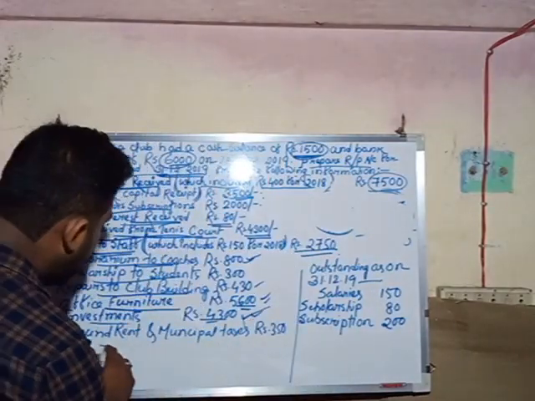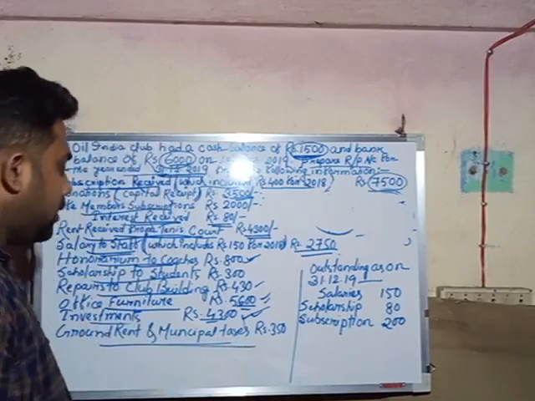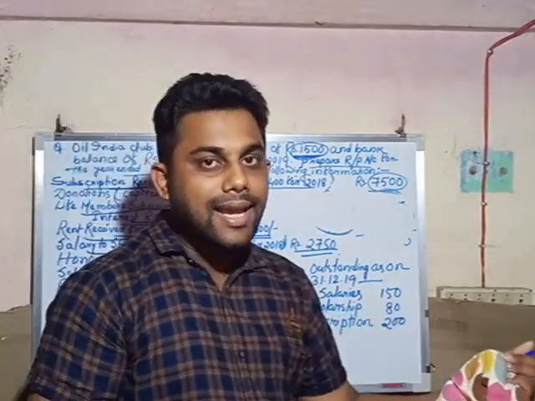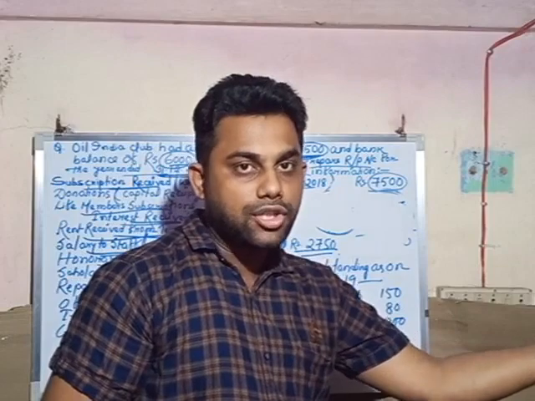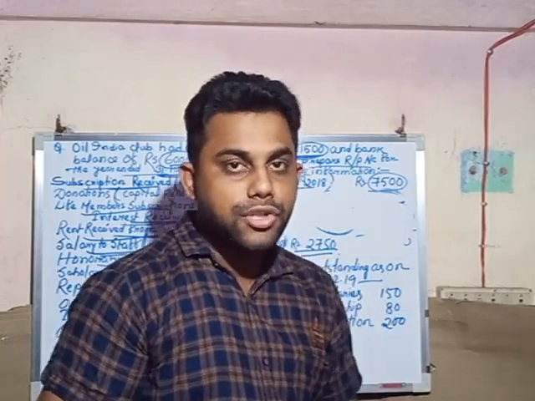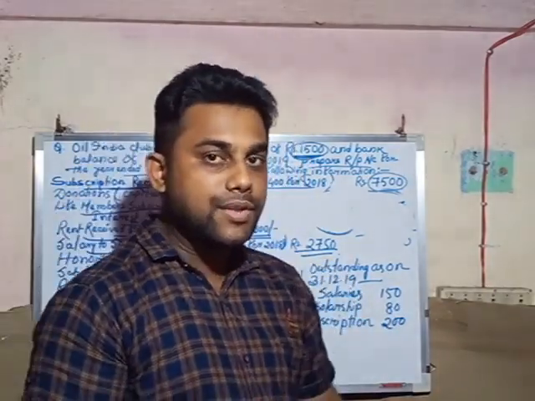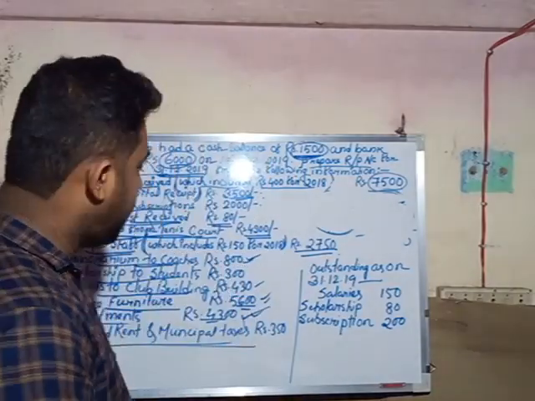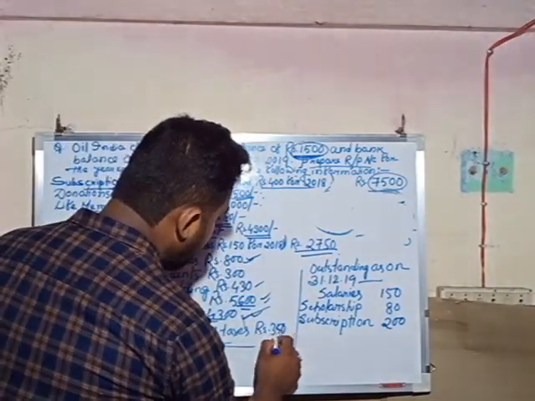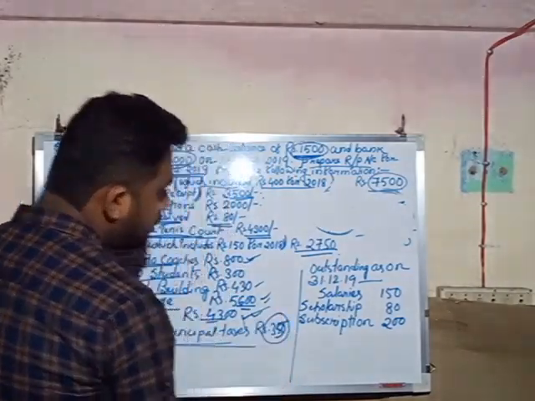Next one is the ground rent and municipal taxes. That means they have paid a certain amount as taxes and rent to the government organization and tax authorities. So it is a payment for the non-trading organization. It comes in the payment side of the receipts and payment account, rupees 350.